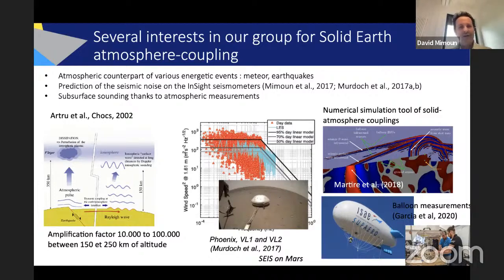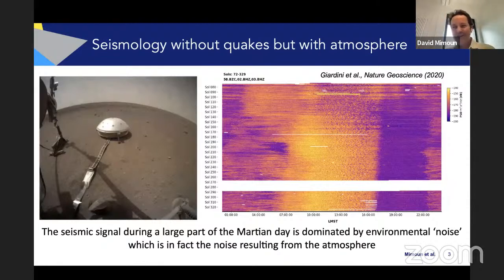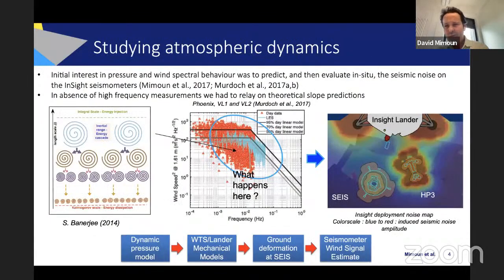This came to us as a consequence because when we first designed the seismometer for Mars, we just considered that Mars was dominated by environmental noise, which was the atmosphere. So we had to dig a little bit into that. The first thing we realized is that studying the seismic noise on Mars was basically studying the atmosphere, and more specifically the turbulence. The first requirement set on the pressure instrument on InSight was actually to get ideas about the high frequency turbulence behavior of the Martian atmosphere.